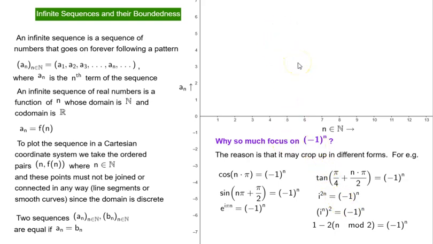But the main concept that we looked at was the boundedness of infinite sequences, specifically upper bound and lower bound. So that was infinite sequences and their boundedness.